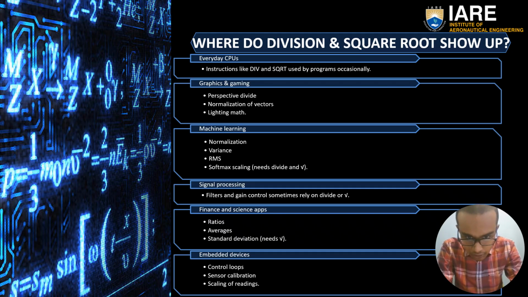And after that, signal processing, where the filters and gain control sometimes rely on divide or square root. And after that, finance and science apps, where ratios, averages, and the calculation of standard deviation need square roots. And after that, embedded devices: the control loops, the sensor calibration, and the scaling of readings include division and square root. Hence, these are the places where division and square root show up.